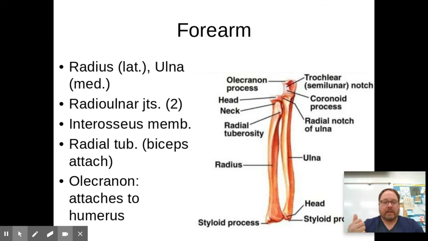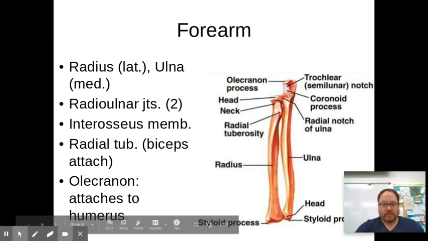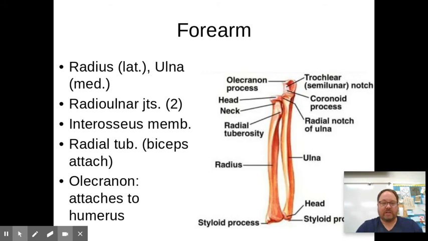Okay. Let's see. The radius and ulna are connected in two spots. They're called radial-ulnar joints. And in between them, they're connected by this membrane, and it's called an interosseous membrane. Inter means between, osseous is referring to bone. So they're connected by this tough connective tissue.